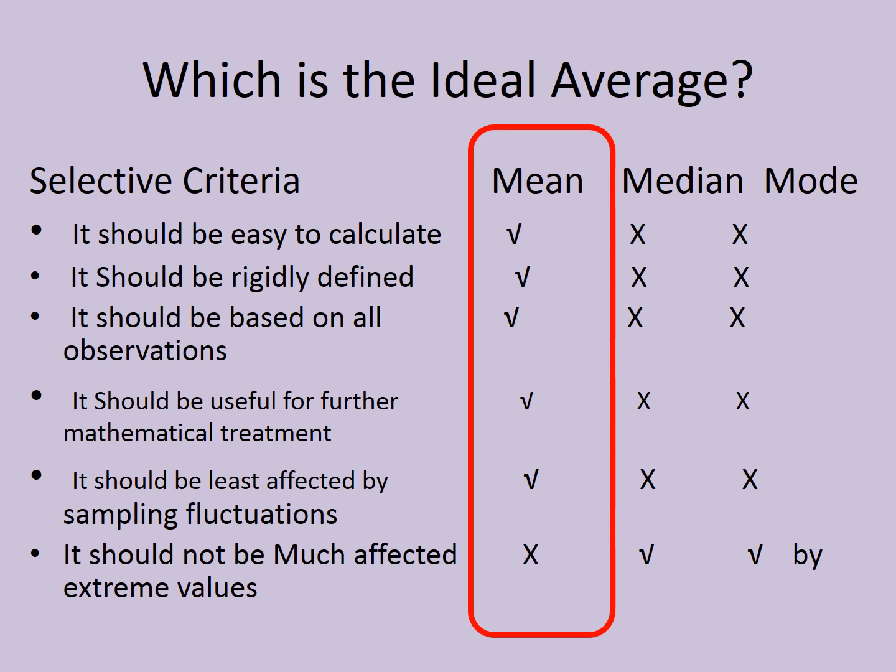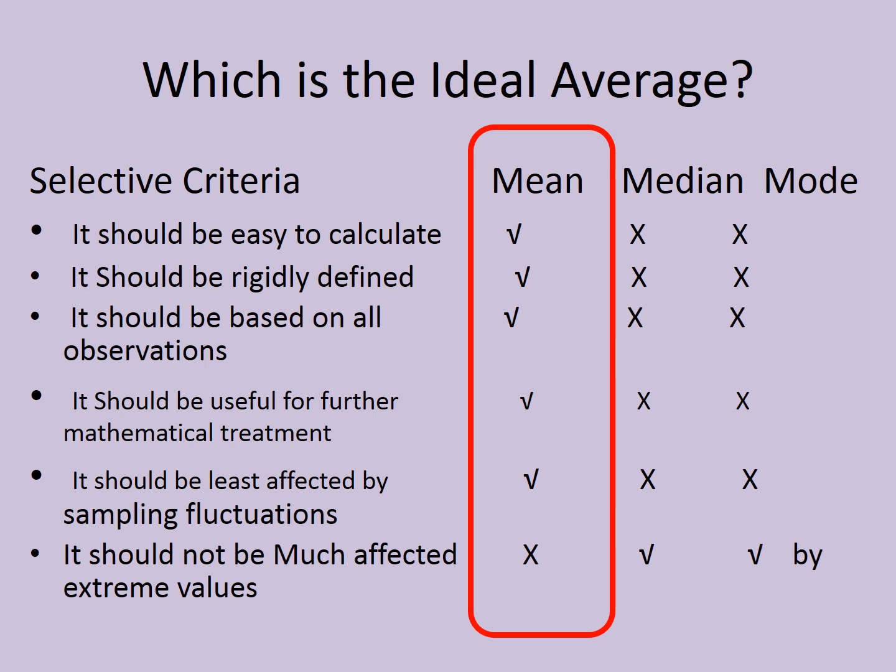Now the important part is to understand the advantages and limitations of this central tendency, that is, the advantages and limitations of the arithmetic mean. There are certain selective criteria based on which we can compare the different measures of central tendency. The first criterion is that it should be easy to calculate. As you can see, there is a comparison between mean, median and mode. In terms of this, mean is very easy to calculate. You can notice that with the help of your example.